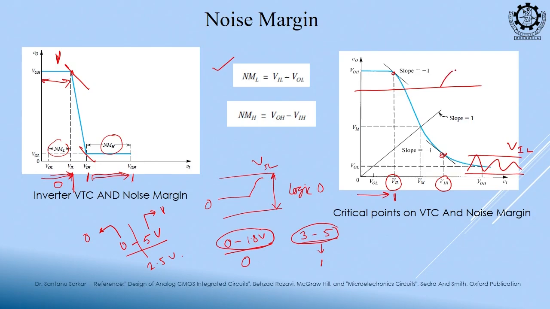Similarly, at the higher side, even if my input is falling from VDD, still up to this level it will be treated as logic 1, clear. So, this is the noise margin, this is the definition of noise margin, and this is the definition of VTC.